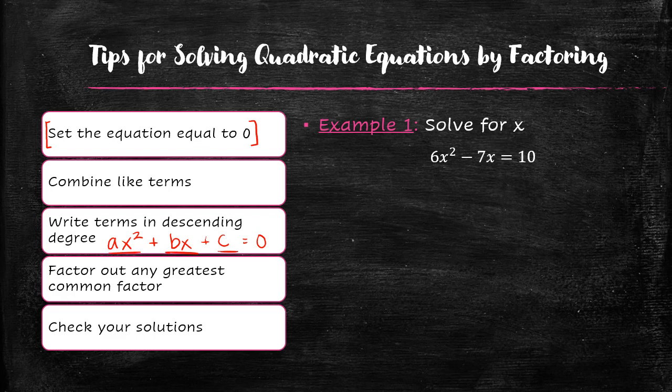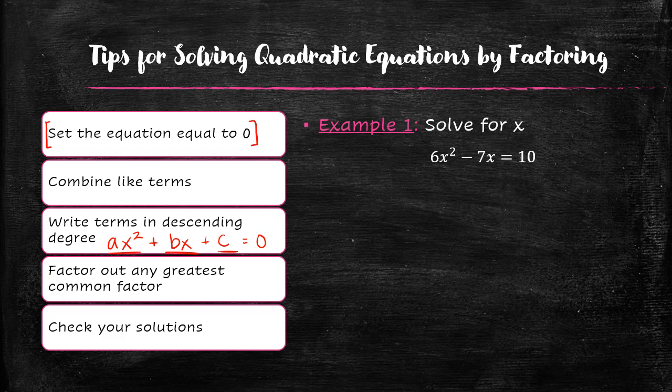It is going to be helpful to factor out any greatest common factors we can find. That'll help keep things kind of simplified for us. We also want to make sure that we do check our answers. So let's look at our example that we have here first. 6x squared minus 7x is equal to 10. Notice right now it's not equal to 0. We need to move our terms all to one side so that the other side is equal to 0.